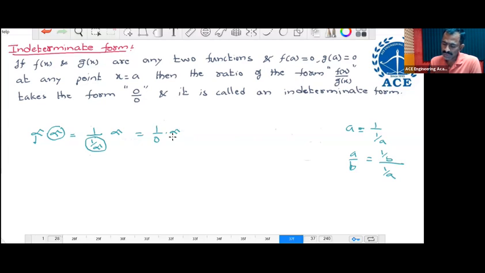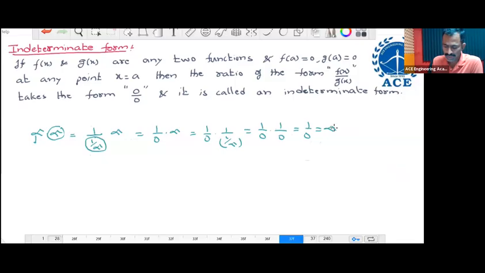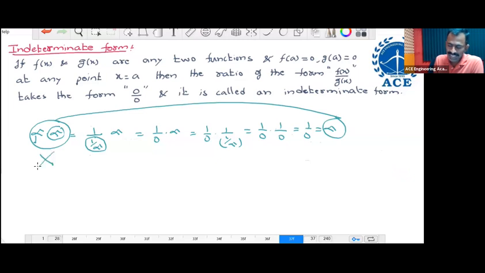Not 0 by 0. Still we have to simplify this. 1 by 0. Again we shift the infinity to denominator. 1 by infinity. Again this is 0. In the denominator 0 into 0, 0. 1 by 0. 1 by 0 is infinity. So finally we got the infinity only. We have started with infinity into infinity and we have reached this infinity only. Infinity into infinity is reduced to infinity only, not 0 by 0. Therefore, this is not an indeterminate form. It is not a meaningless form.